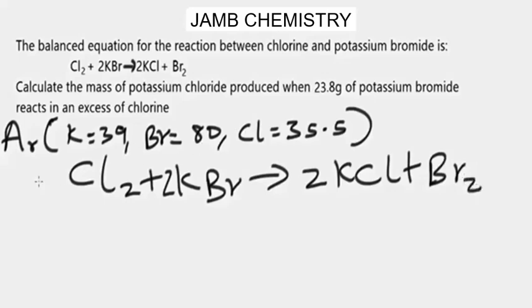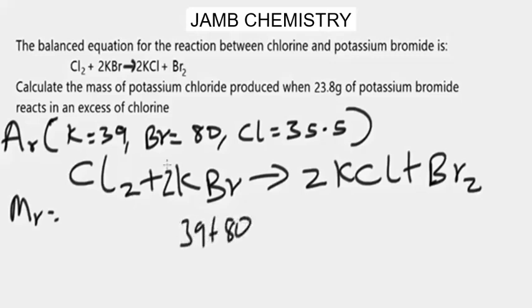Okay, let's get the relative formula mass of the elements and compound respectively. Now, we're not going to find the relative formula mass for chlorine gas because chlorine gas is in excess. Remember, I told you that when the gas is in excess, you don't find the relative formula mass. So we go to potassium bromide. For potassium bromide, it's going to give us potassium is 39 plus bromine is 80.